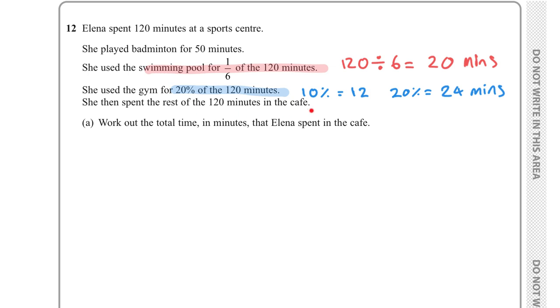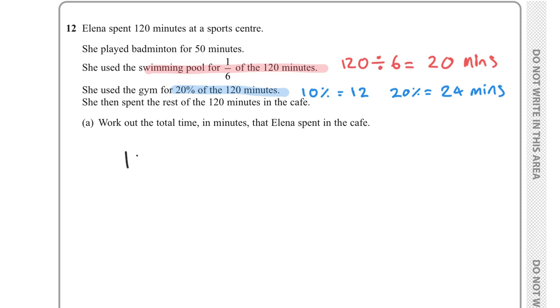Okay, and then she spent the rest of the time in the cafe. So, we're going to add up the total amount of time. All this really is a subtraction. You're starting with 120 and you're taking off all the time. So, if you imagine you go to the sports centre and then you do the badminton for 50 minutes, take that off, and then we're going to take off the 20 minutes for the swimming, and we'll take off the 24 for the gym, and the rest of the time is cafe. A few ways we could do this. We can just start straight away by subtracting. Alright, we might as well just do that, so let's go for it.